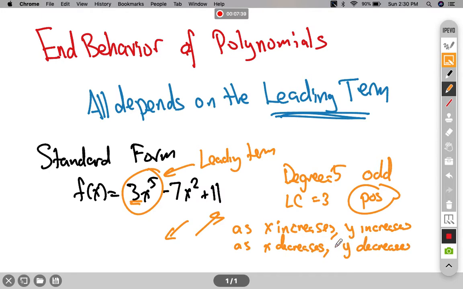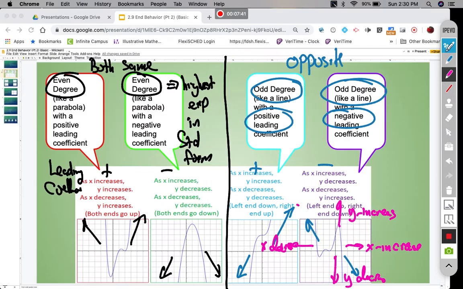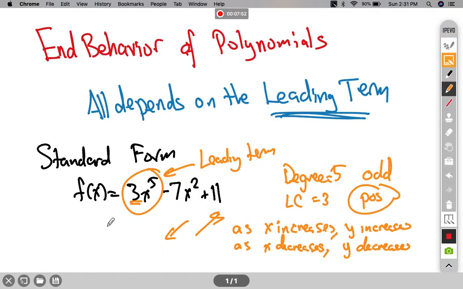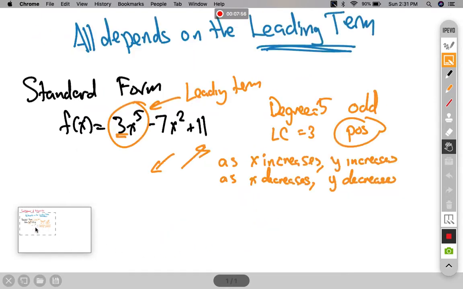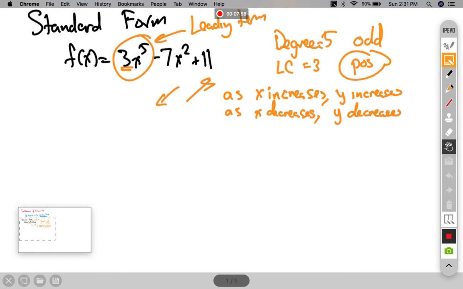You don't remember those terms? Come back to this. Have this written down so you can refer to it. One of these four things is what it's always going to be. Let's look at another problem.